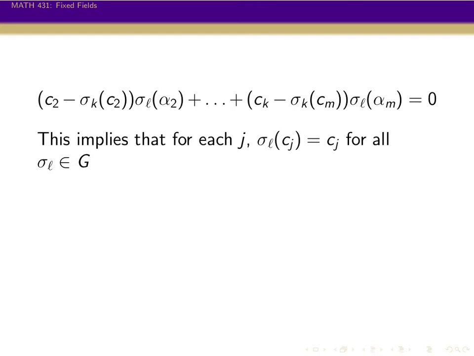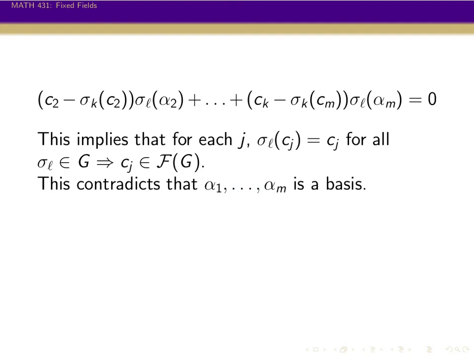So if each of these are equal to 0 for every possible one that we choose, then the only possibility is that all of these coefficients are fixed by every element of G. But if all the Cj's are fixed by every element of the Galois group, then what must be happening is that the Cj's were inside the fixed field of G all along, because none of them are moved by any element of the Galois group. And so again, this is true for all j.